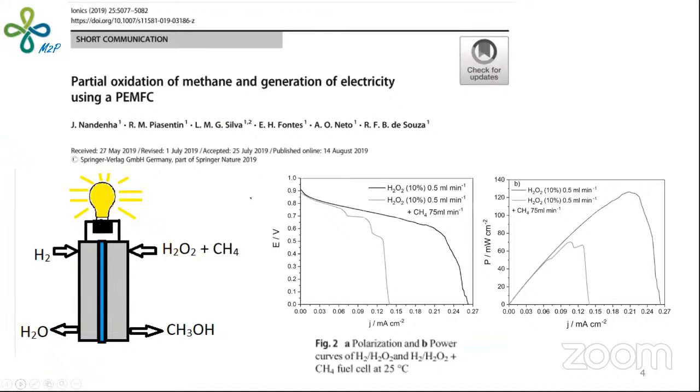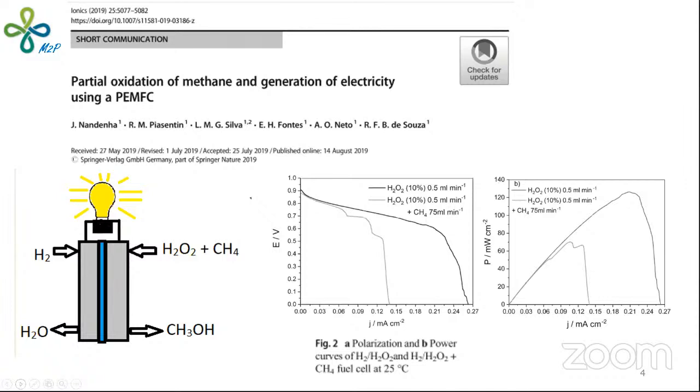To test this theory, that there is the participation of reactive oxygen species in methanol generation, we set up a proton exchange membrane fuel cell system containing hydrogen and hydrogen peroxide and methane at the cathode. If methane reactivity were associated with the formation of these radicals, we would observe product formation, and these products could be evidenced by a current drop in the cell.